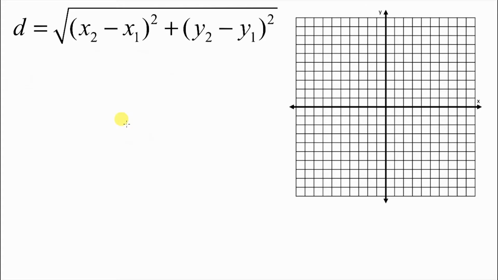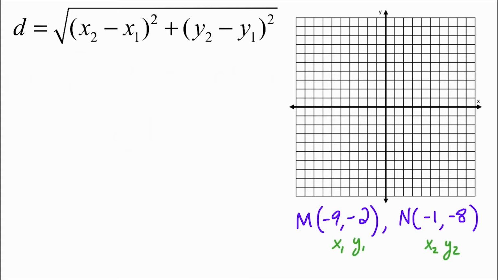Alright, here we go. Let's try this first example. I'll give you points M and N, which have a lot of negative numbers. And in order to substitute it into the distance formula, we would need to assign values of x1, y1, x2, and y2. And when we substitute this into the formula, this is what it looks like.